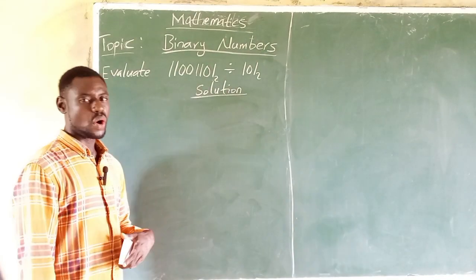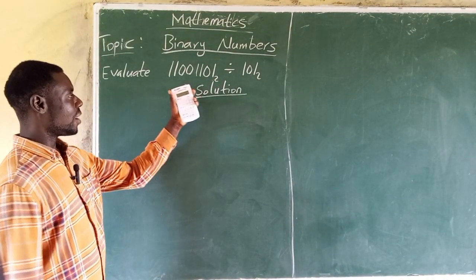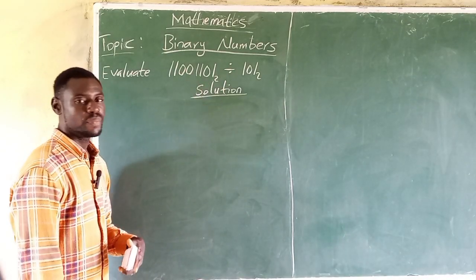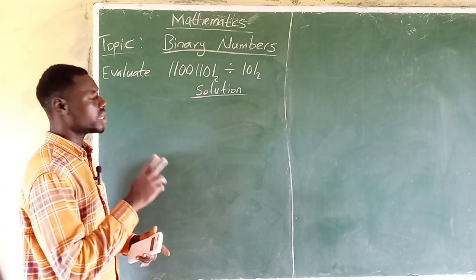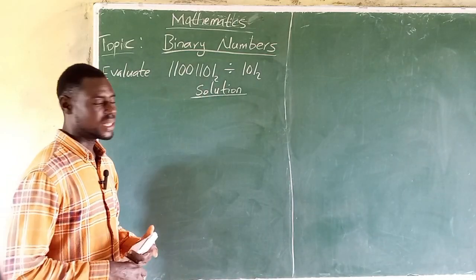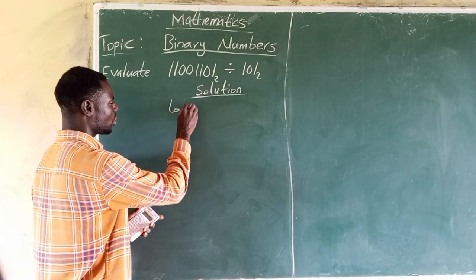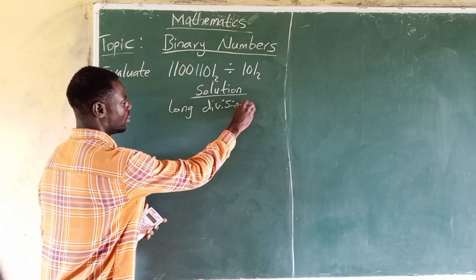All right, still on binary numbers, we want to divide. They said evaluate this divided by this, both are in base 2. Binary numbers deal with two digits alone, 0 and 1. That is why you can see only 0 and 1. So the pattern used is the long division method.